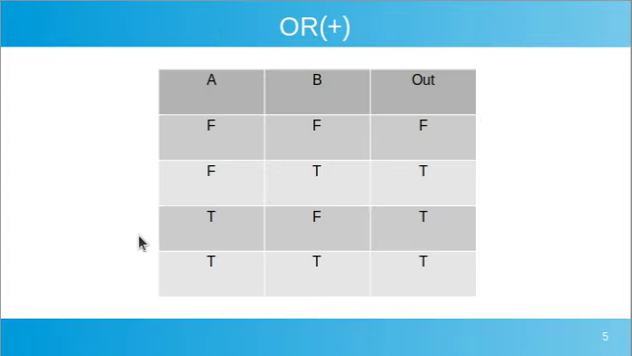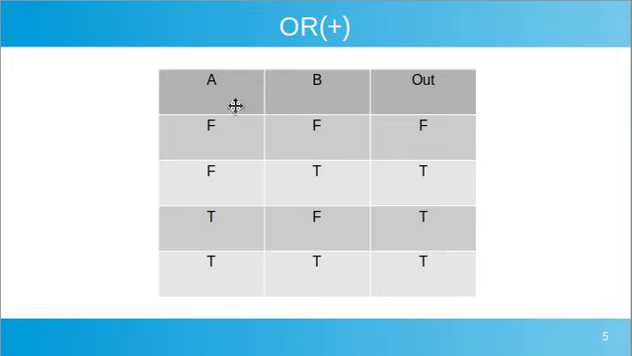The sign of the OR operation is plus. So if two values are ORed together, that is A plus B, the output will be depicted here. This is called a truth table. This is input 1, this is input 2, and this is the output of the OR operation. We can see that if two input values are false, then the output is false. Otherwise the output of the OR operation is true.